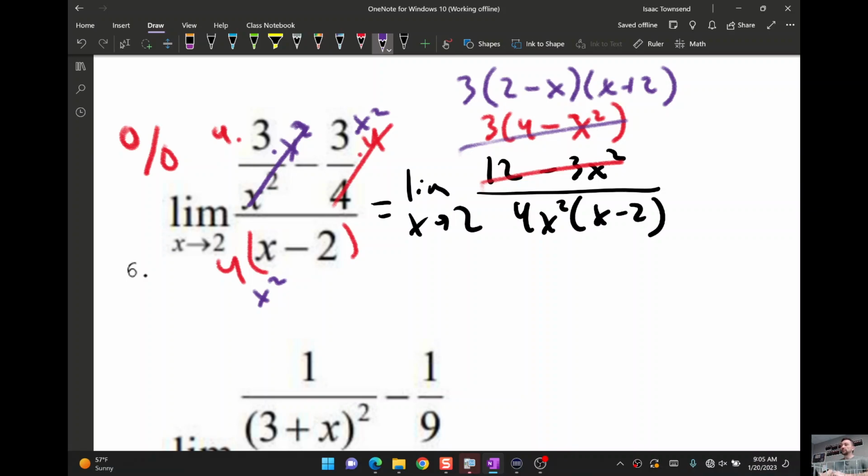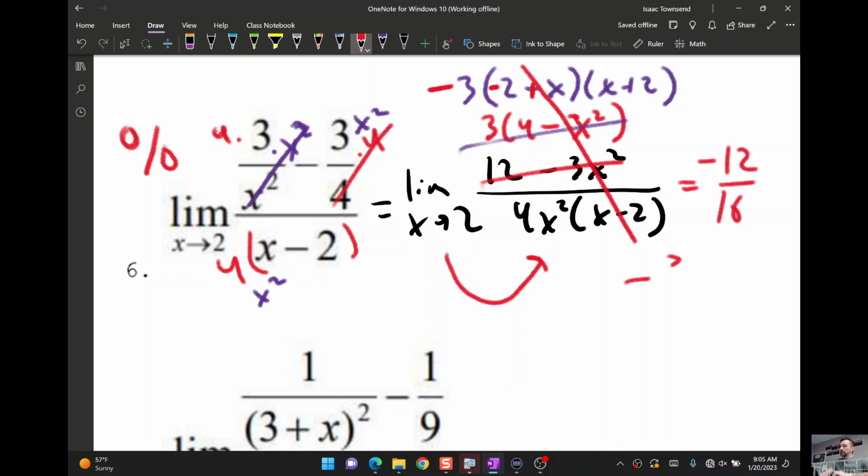Then 2 of your factors almost cancel, but these 2 factors have the exact opposite sign, so we have to do that factoring out a negative trick. Factor out a negative to switch these signs. It's just like a GCF, you're undistributing. Then something cancels, then direct substitution should work. Negative 3 times 4 over 4 times 4 and reduce.